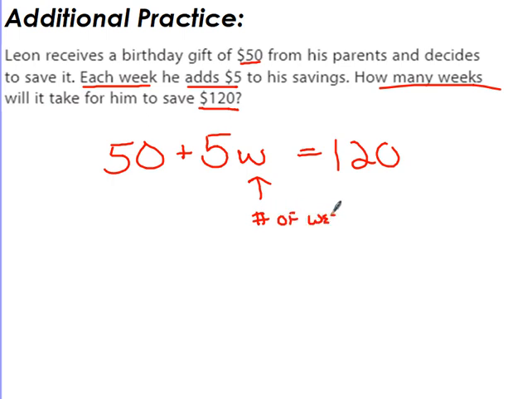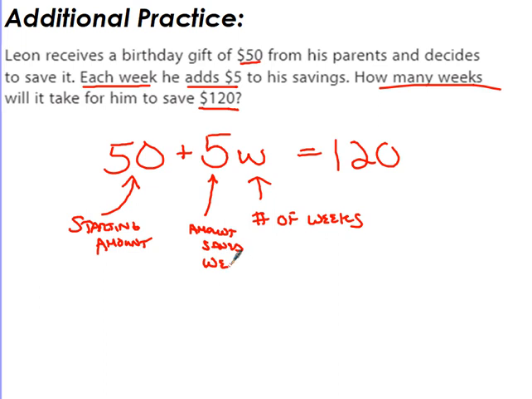This $50 represents the starting amount. And this is amount saved weekly. Sometimes you will be asked to identify what each piece of a two-step equation represents. So this is what I would do. I would say, well, $50 is what he started with. The $5 represents the amount of money that he saved weekly. W represents the number of weeks, and the 120 is his goal amount. Our final goal amount. And that's it.